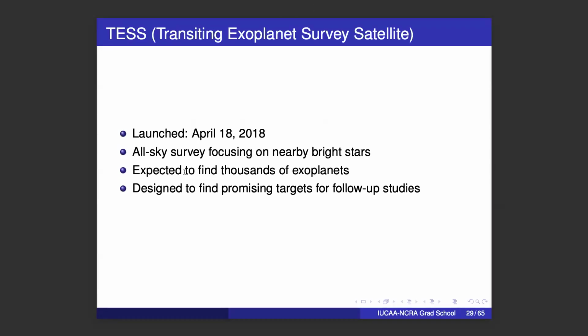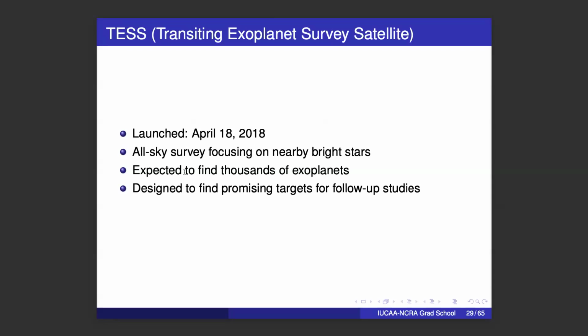So there is another satellite. Kepler had a 9-year mission. Now it is shut down. But there is another mission which is active, called TESS, the Transiting Exoplanet Survey Satellite. It launched in 2018. This one doesn't look at one patch of the sky. It is an all-sky survey focusing on nearby bright stars. It is expected to find thousands of exoplanets.